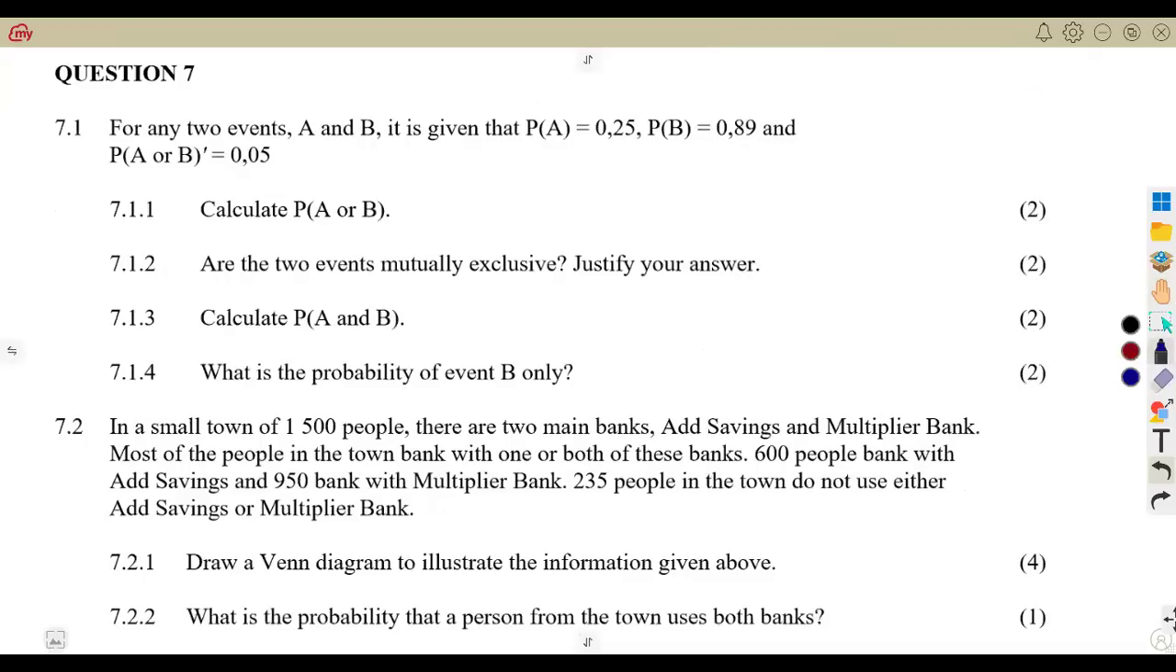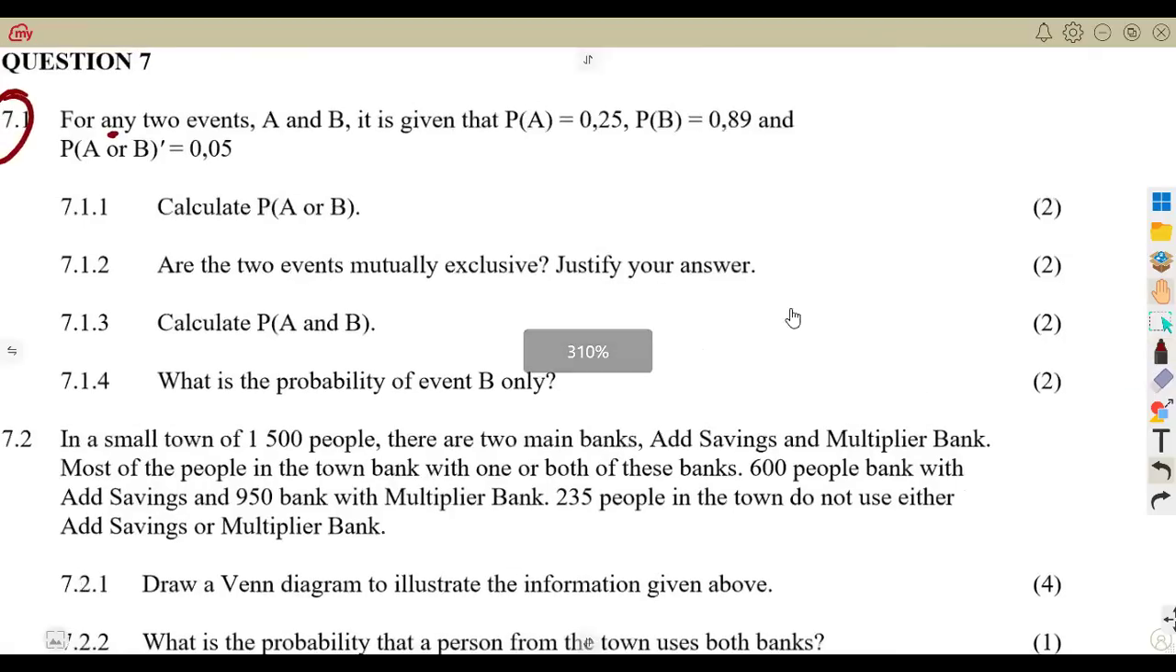Question number 7 was on probability. For any two events, A and B, we are given the probability of A and that of B, and the probability of not (A or B). Remember that, not. So the question on 7.1.1 was to calculate the probability of A or B.